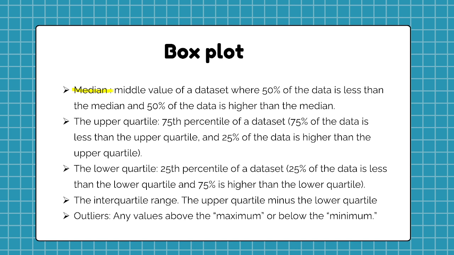And through this box plot method we can find out if there are any outliers. Outliers means that the data is suddenly out of range. It can be any value above the maximum or below the minimum, so we call that the outlier.